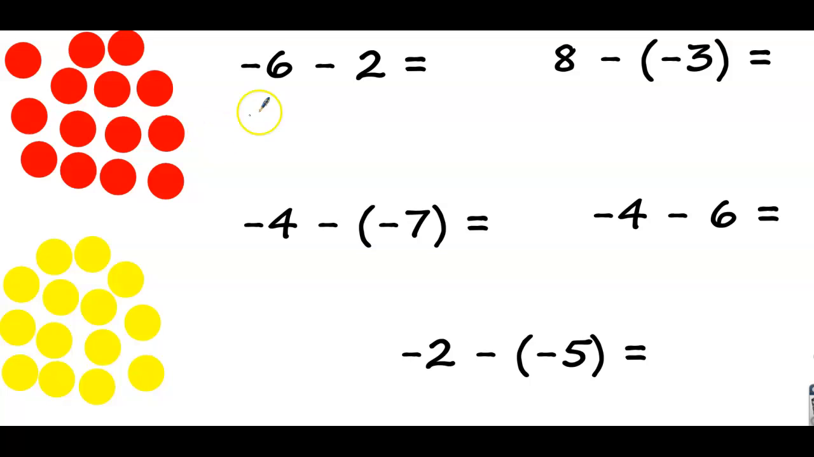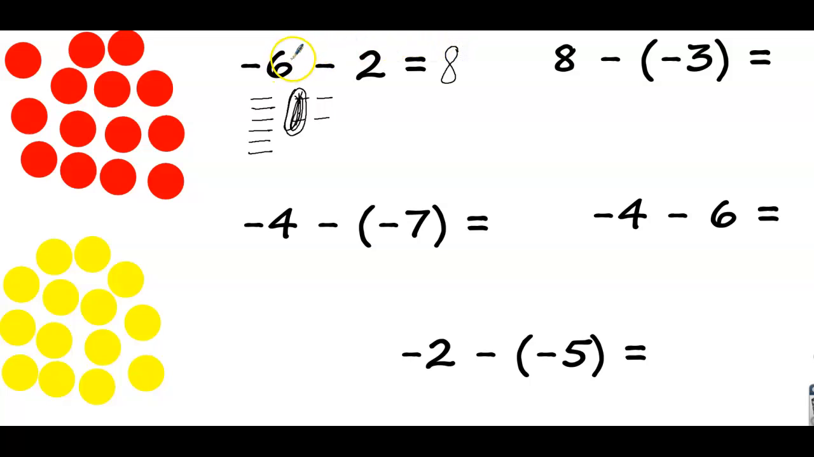All right, we start off here with 6 negatives. 1, 2, 3, 4, 5, 6. We need to subtract 2 positives. We don't have 2 positives, so we add 2 zero pairs. Now I have 2 positives. I can take away the 2 positives, and I'm left with 8 negatives.